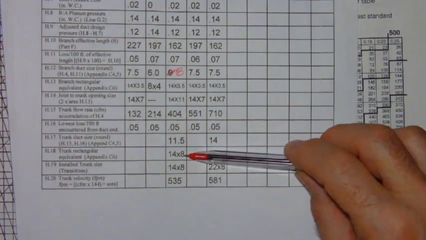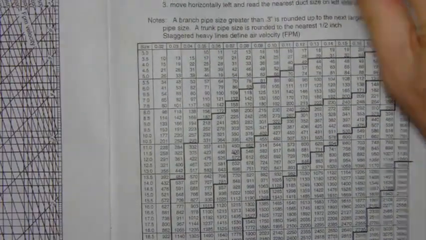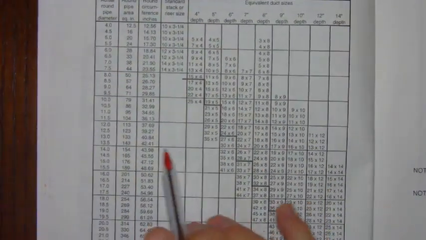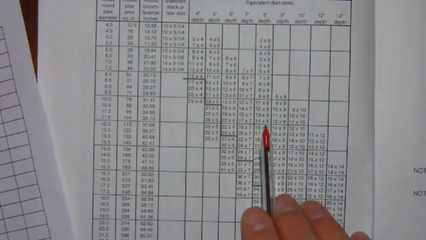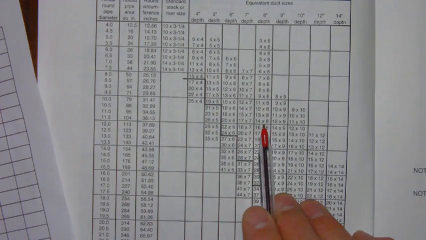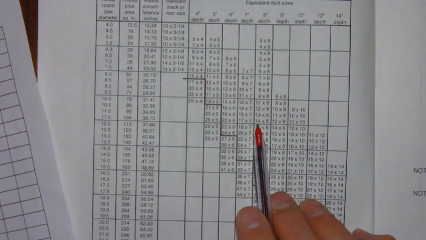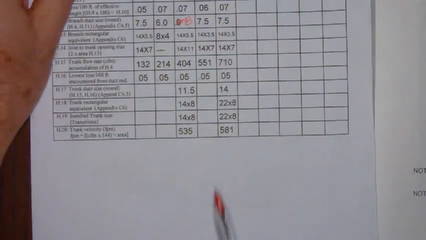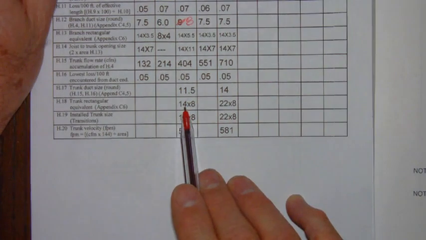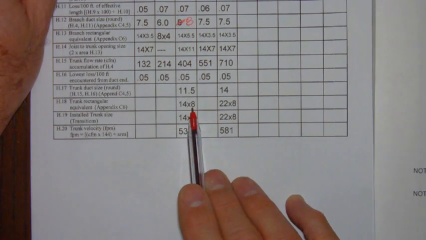Now we want to find the rectangular equivalent. So you would go to table C6. You would look up 11.5-inch round, and you would scan across to 8-inch deep ductwork. 8-inch deep ductwork is the industry standard, and so this is typically ductwork right off the shelf. And we find that we've got a 14 by 8 duct required to carry that volume. So the actual rectangular equivalent is 14 by 8.